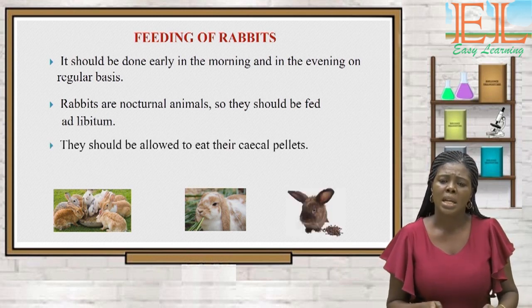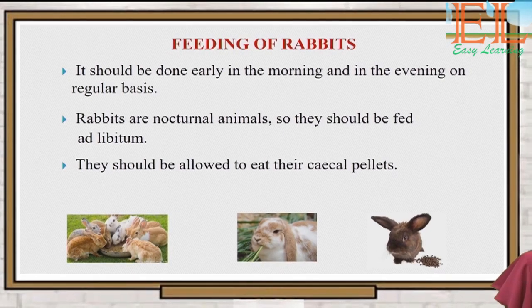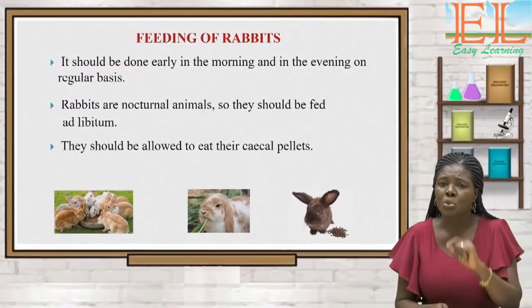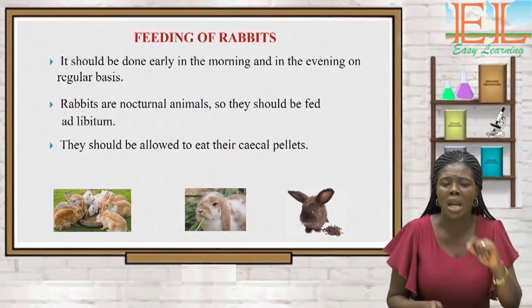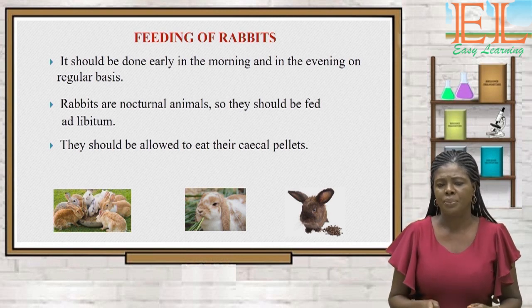There's also another thing. They should be allowed to eat their cecal pellets. Now, these cecal pellets are soft feces. That is good for the rabbit. So you need to allow the rabbit to get access to it to feed on it.